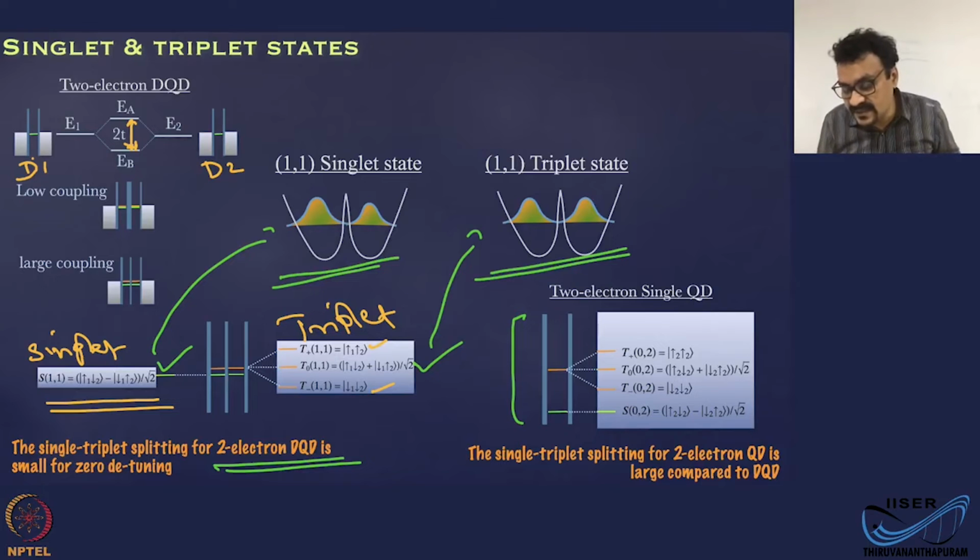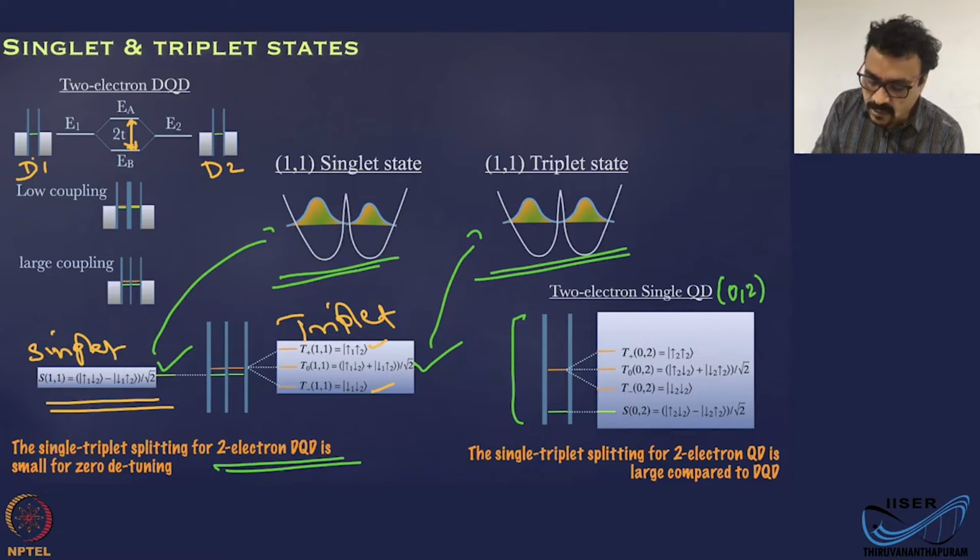This is the 1-1 singlet and 1-1 triplet. That is, you have 1 electron in each dot. Second case is 0-2. That means again you have 2 electrons in the system, but both of those electrons are in the same dot. That is dot 2. In this case, you can also have dot 1. The discussion is invariant whether we have 2 electrons in one dot, the right dot or the left dot. When you have 2 electrons in the same dot, say the 0-2 configuration, you get these 4 states. You have the 0-2 singlet state and these 3 triplet states.